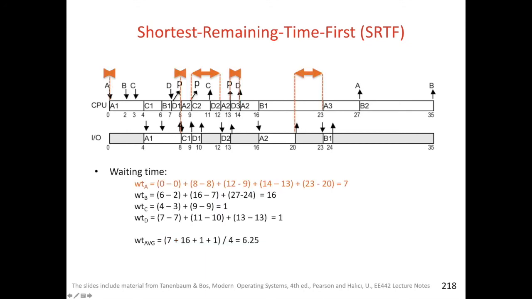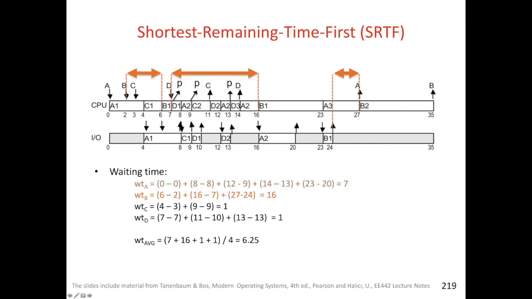Process A entered the ready queue several times. The first one is when process A was submitted to the system. The second time is when process A finishes its I/O operation. Then the third time is because of preemption. And here there is one more preemption. It enters the ready queue 5 times. So the waiting time for process A is the summation of these 5 terms, which is equal to 7.